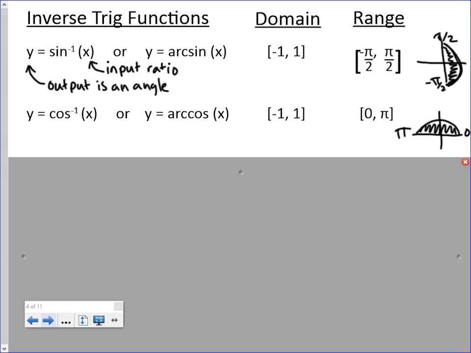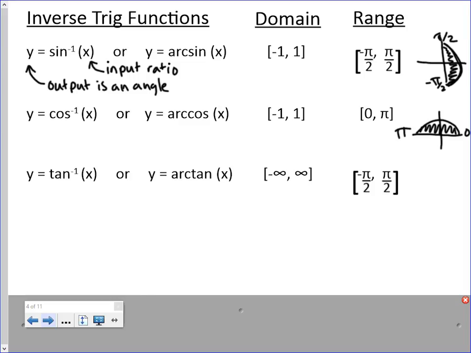And the last one is tangents. I've got a couple of little typos there. These should be parentheses. Tangent's a little bit different in that we don't have as big of an issue with our domain. You can put anything you want into tangent: negative infinity to infinity for your domain. The range is negative pi over 2 to positive pi over 2.